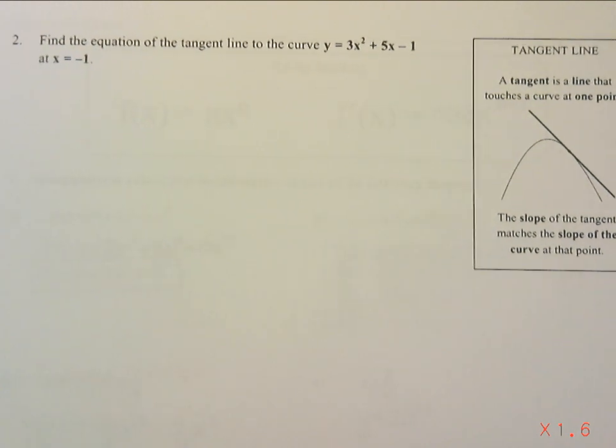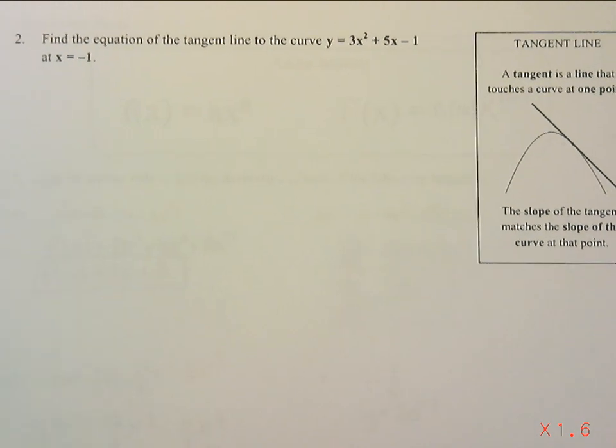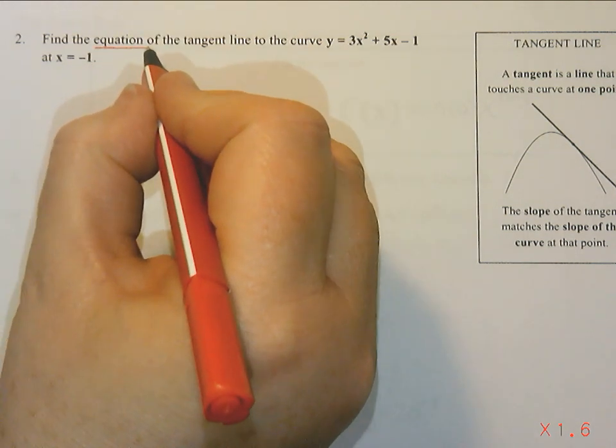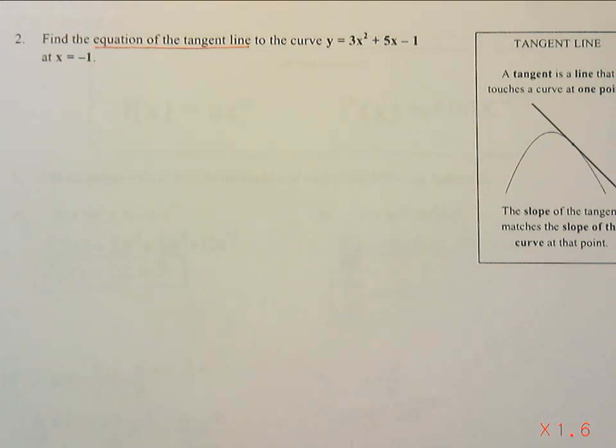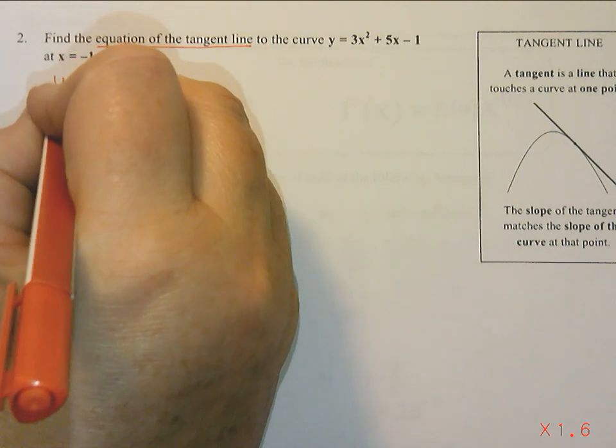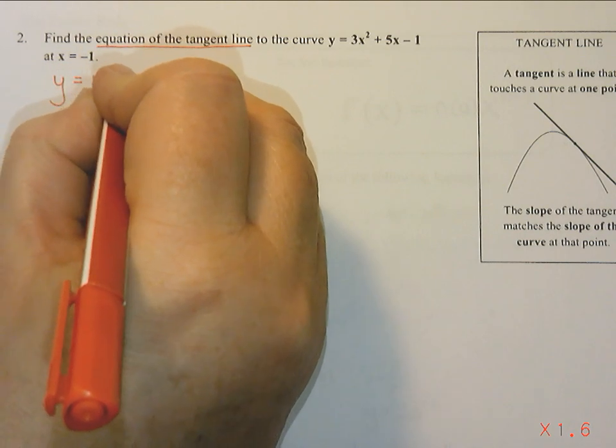So it says, find the equation of the tangent line to the curve y equals 3x squared plus 5x minus 1 at x equals -1. So we're trying to find the equation of a line. Now, thankfully, it's not a vector equation or a symmetric equation or a parametric equation. We are looking for the scalar equation, or just y equals mx plus b. So that's what I'm going to start with.